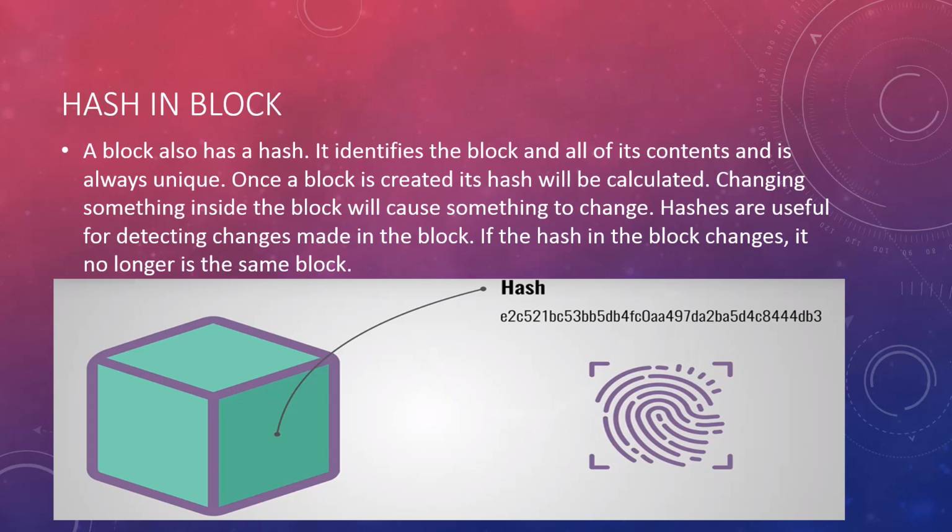Hash in the block. A block also has a hash. It identifies the block and all of its contents and is always unique. Once a block is created, its hash will be calculated. Changing something inside the block will cause the hash to change. Hashes are useful for detecting changes made in the block. If the hash in the block changes, it no longer is the same block.